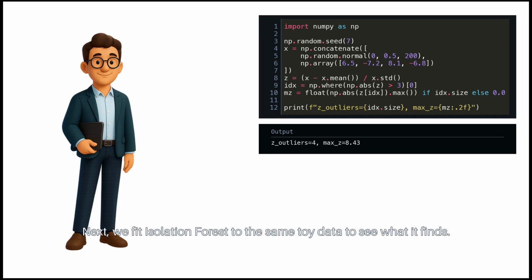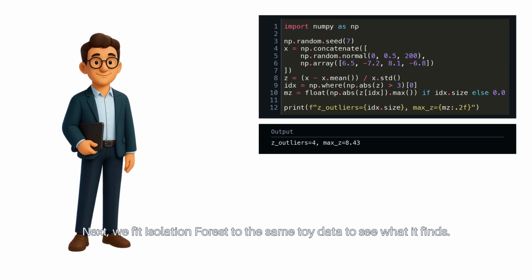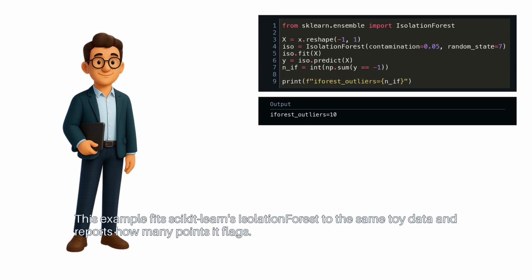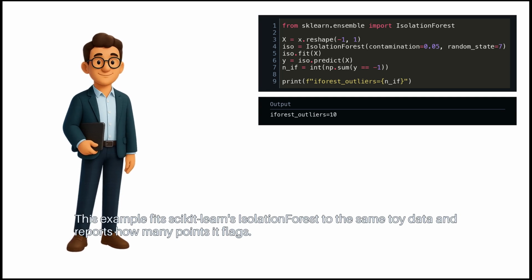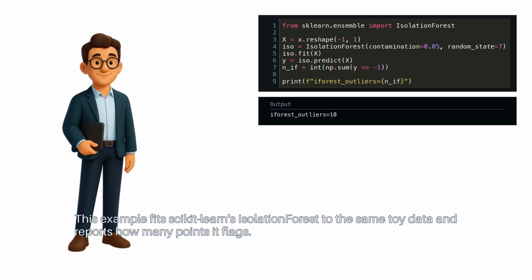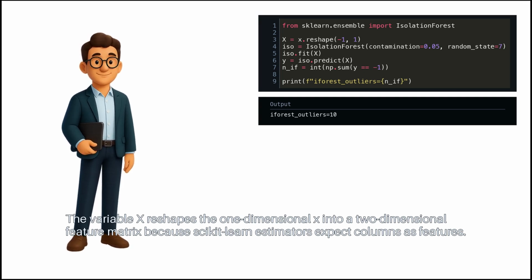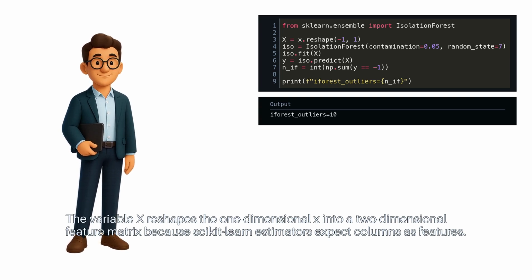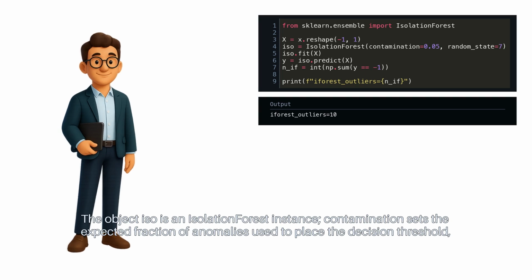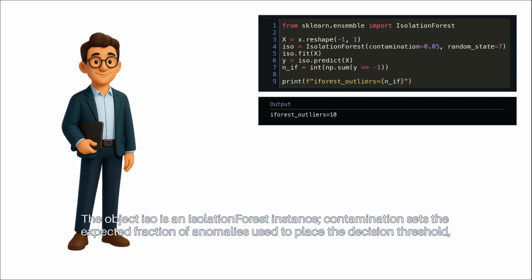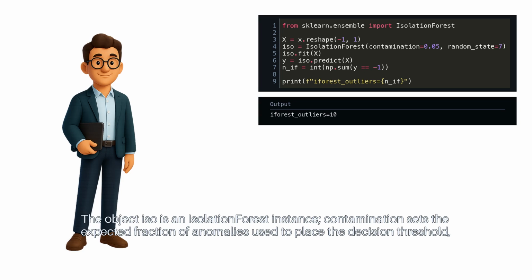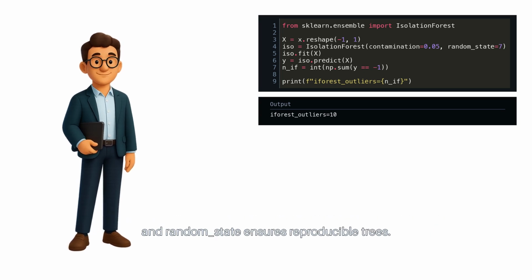Next, we fit IsolationForest to the same toy data to see what it finds. This example fits scikit-learn's IsolationForest to the same toy data and reports how many points it flags. The variable X reshapes the one-dimensional x into a two-dimensional feature matrix because scikit-learn estimators expect columns as features. The object iso is an IsolationForest instance. Contamination sets the expected fraction of anomalies used to place the decision threshold, and random_state ensures reproducible trees.